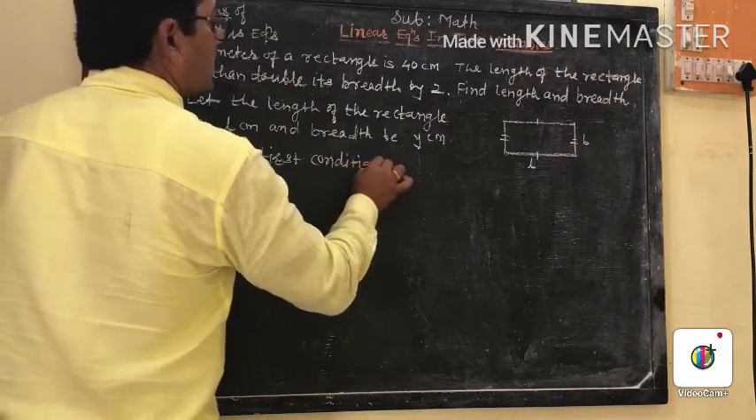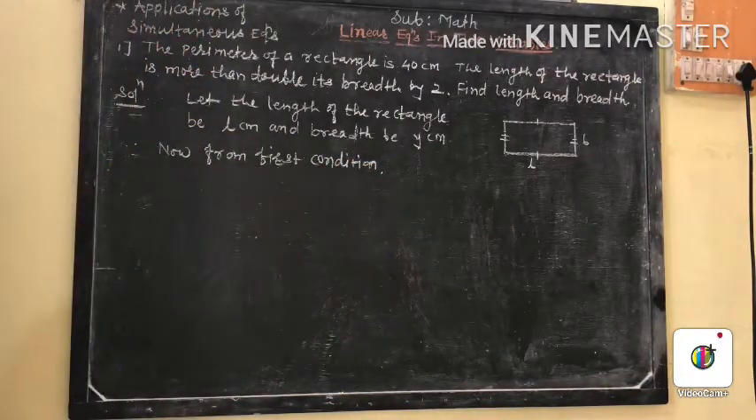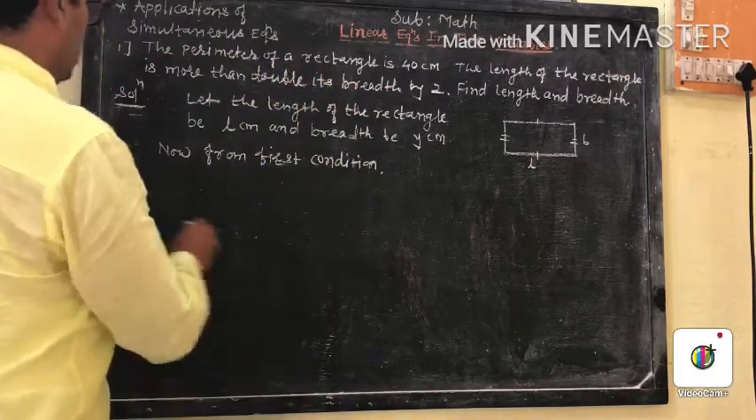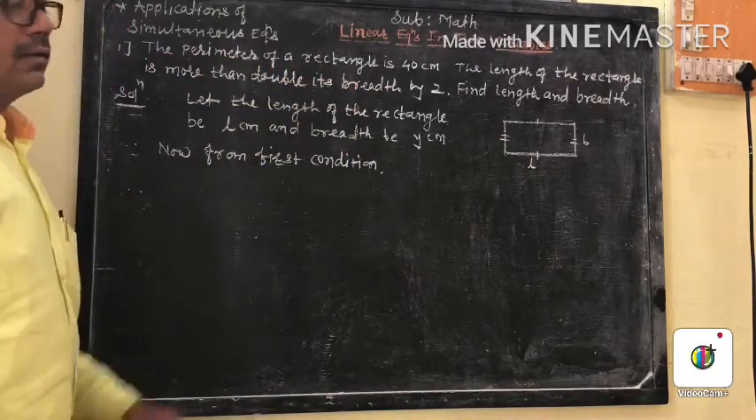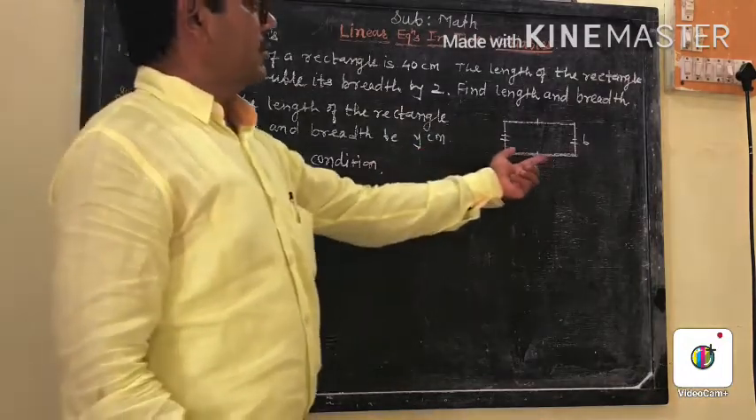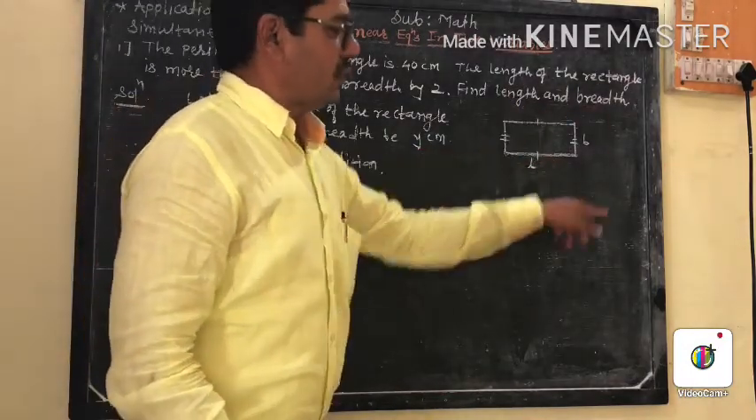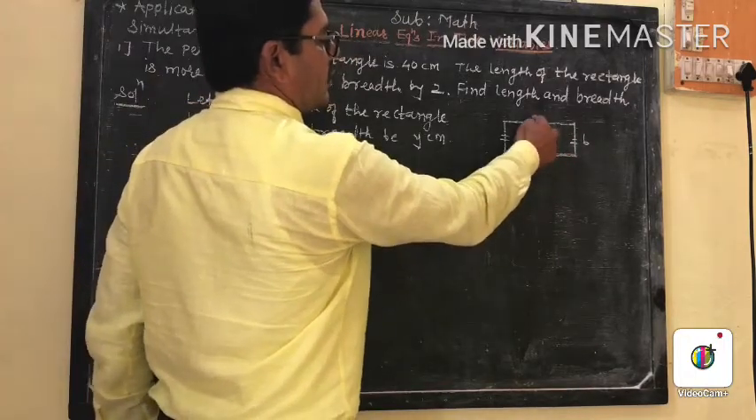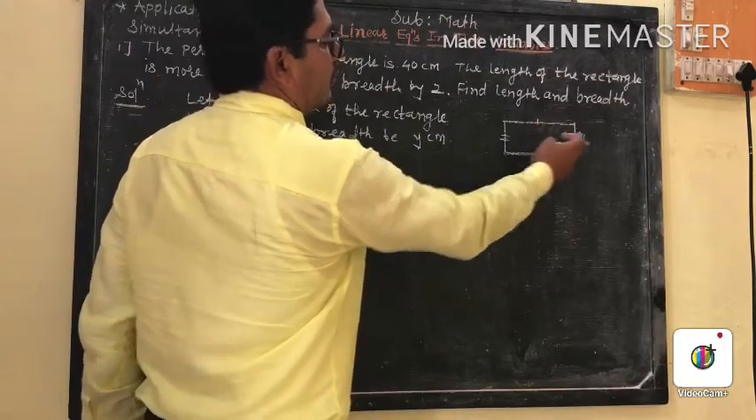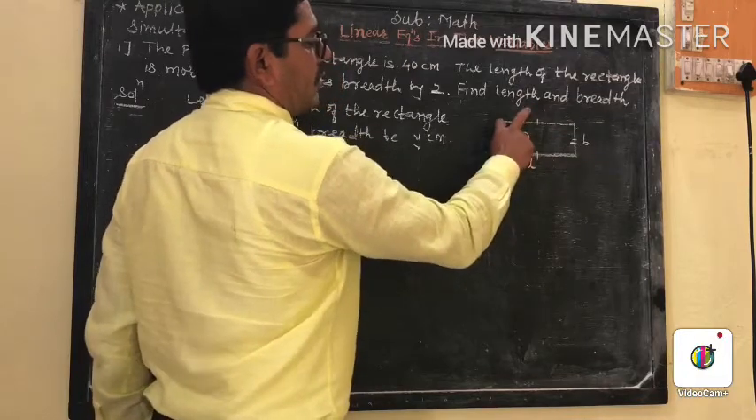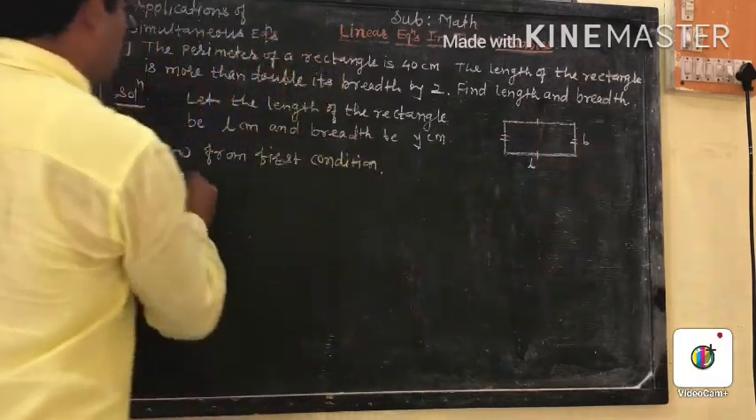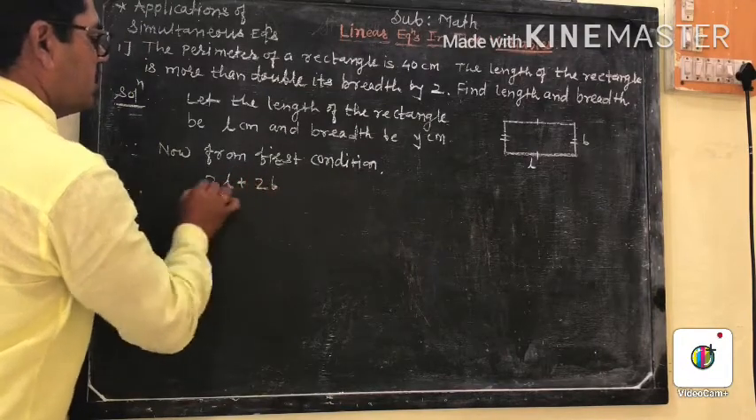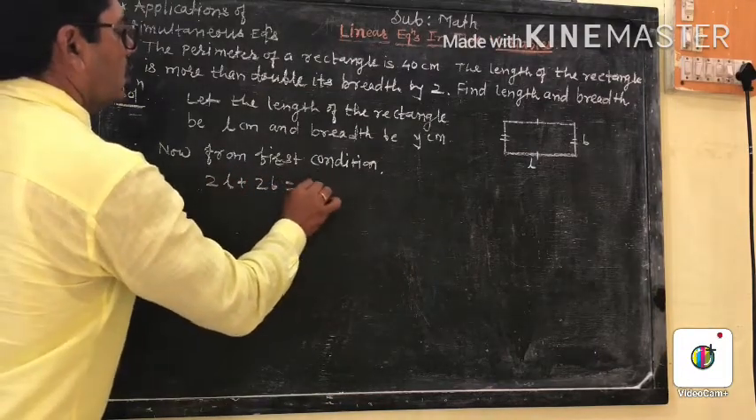Now from the first condition, what is the first condition here? The perimeter of a rectangle is 40 centimeter. Perimeter means sum of all four sides: this is L, this is also L, so 2L, and this is breadth, this is also breadth, so 2 breadths. That means 2L plus 2 breadth is the perimeter, which is equal to 40 centimeter.